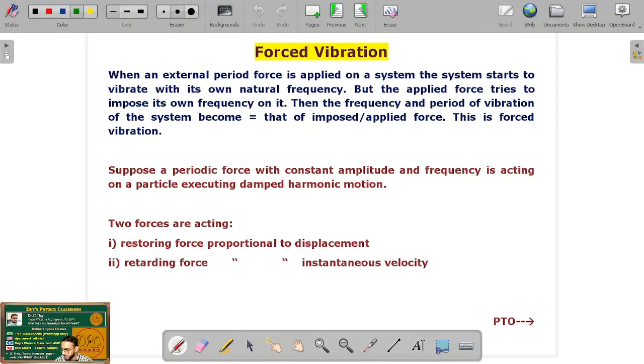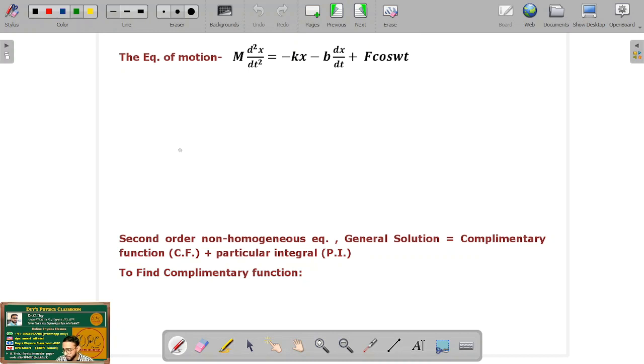Now suppose a periodic force with a constant amplitude and frequency is acting upon a particle which is executing simple damped harmonic motion. Now there are two forces acting on that system. One is the restoring force, which is proportional to the displacement x, and secondly the retarding force, which is proportional to the instantaneous velocity. Now we will find out the equation of motion of that system. So what would be the equation of motion of the system?